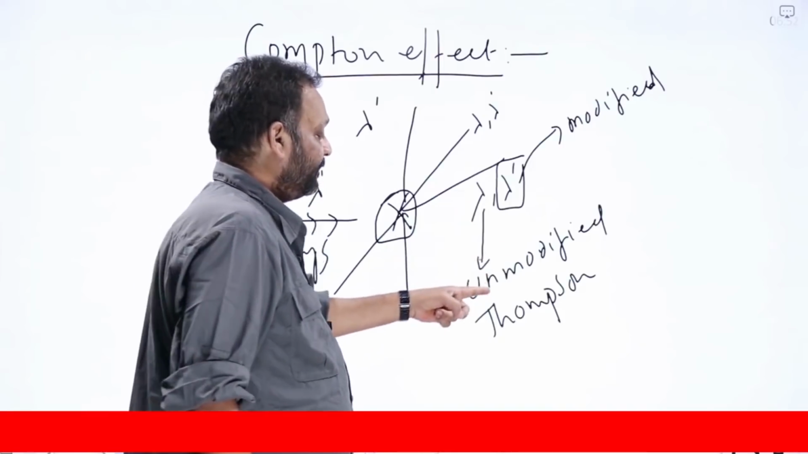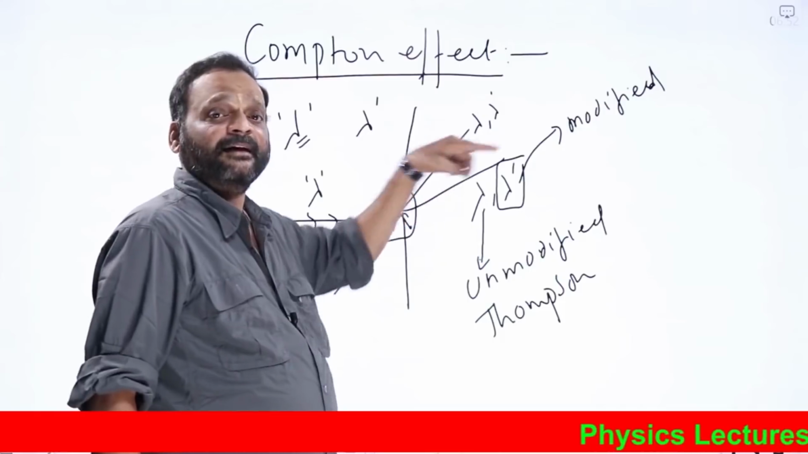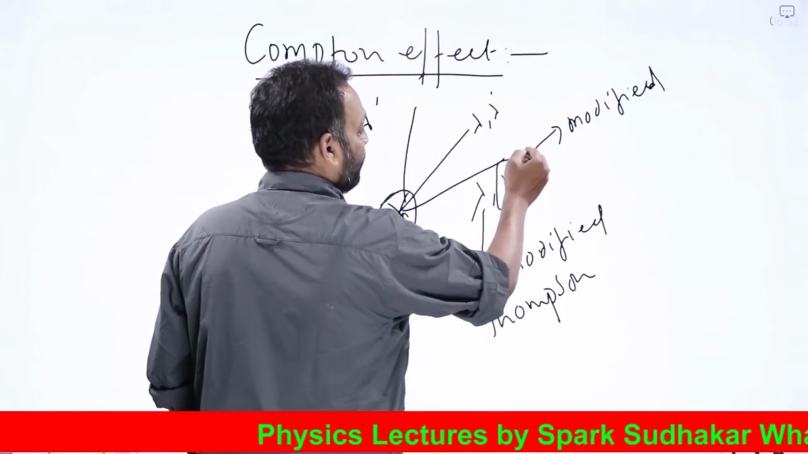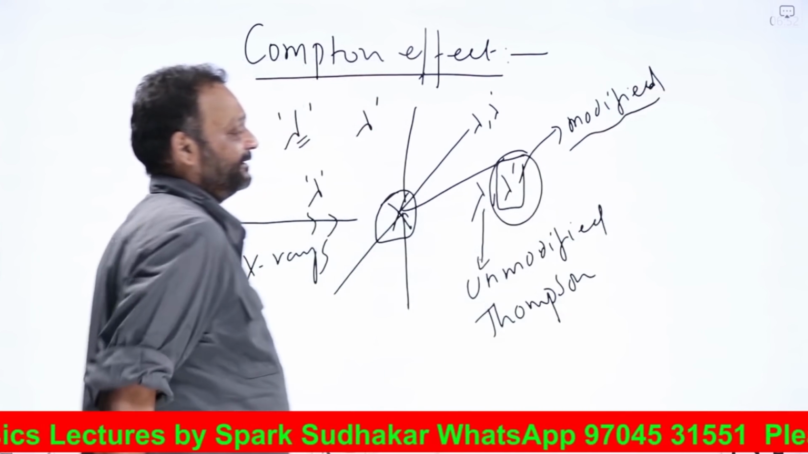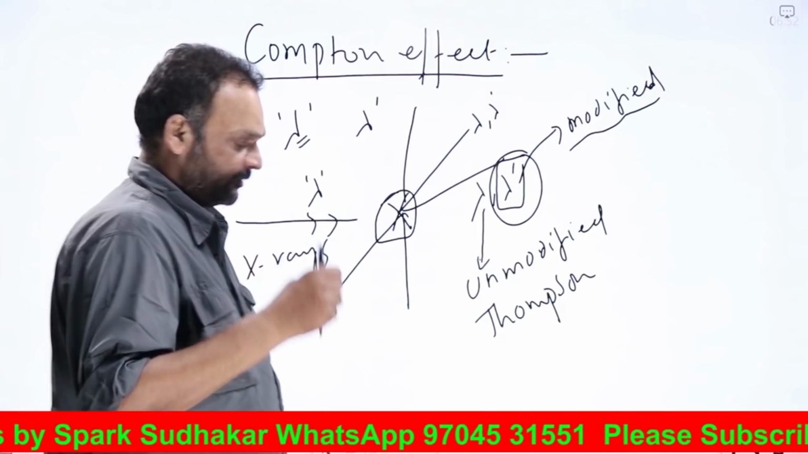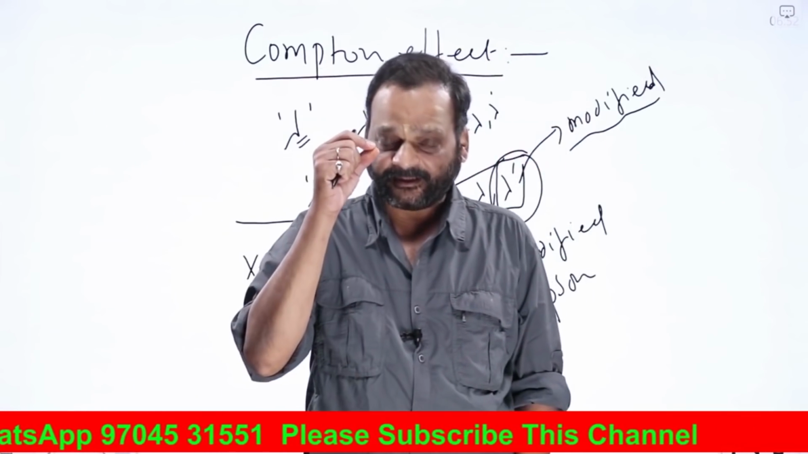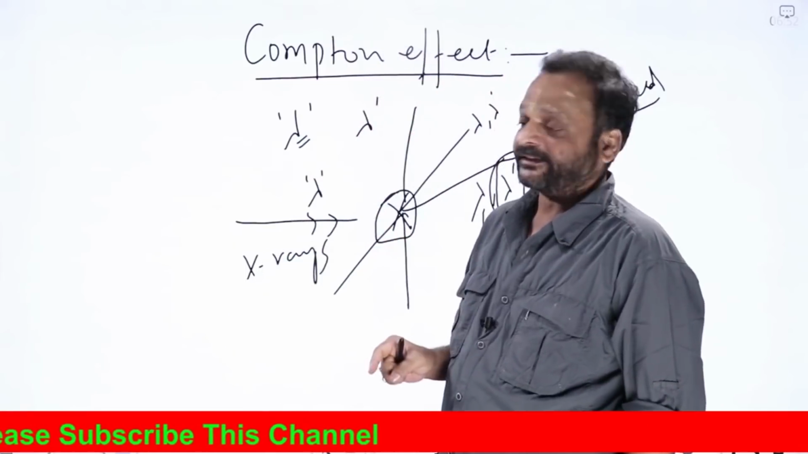So the unmodified line or Thomson component, because Thomson could successfully explain the existence of lambda after scattering, but he failed to explain why a new, slightly longer wavelength lambda dash is coming. The modified line could not be explained by classical theory. Okay, so Compton was the first scientist to use Max Planck's quantum theory, and he could successfully explain this Compton effect.